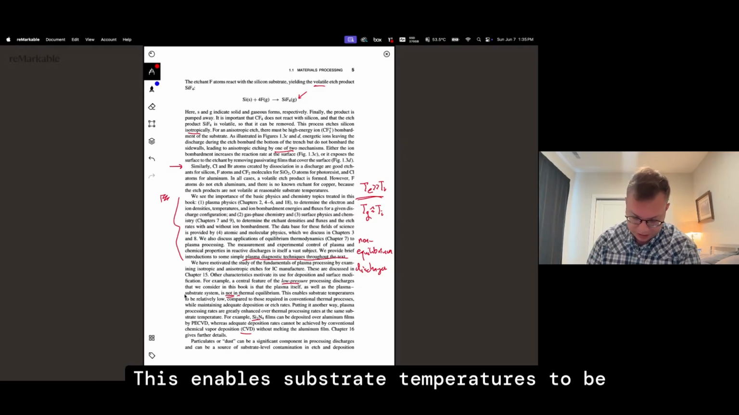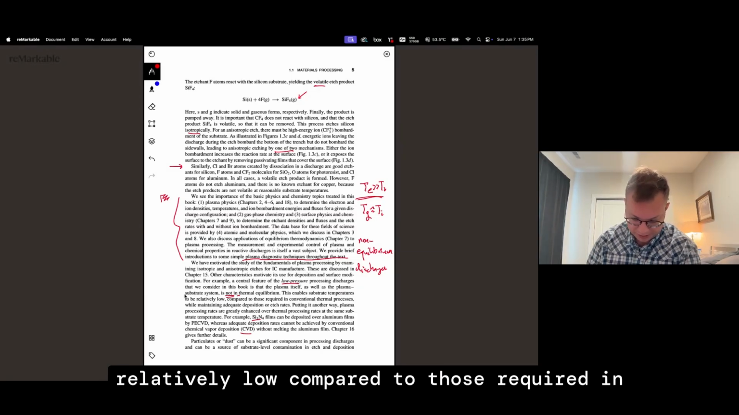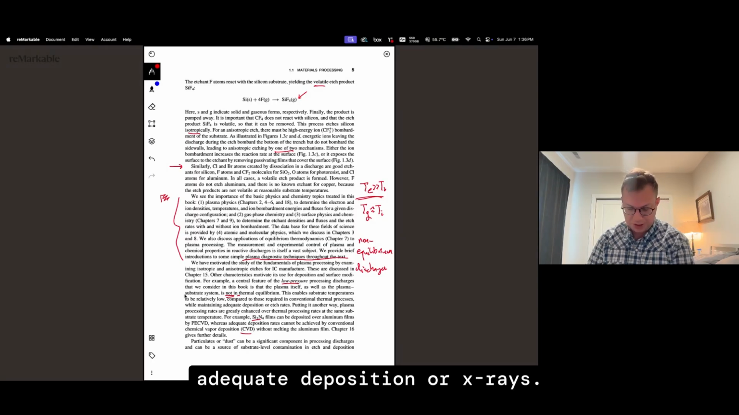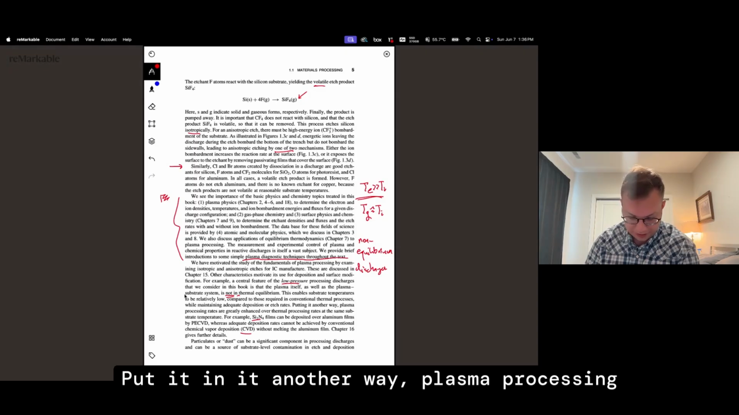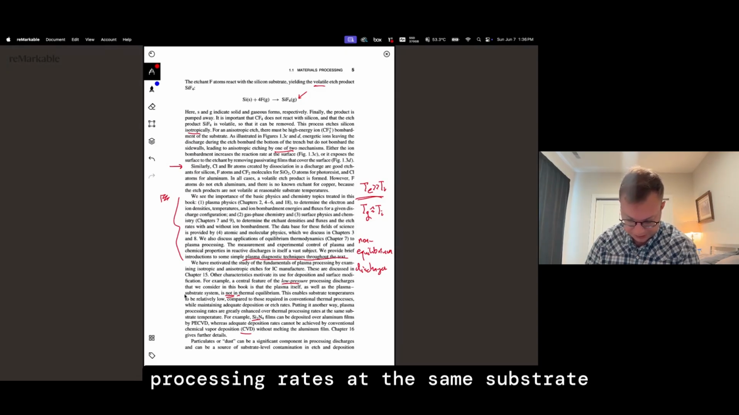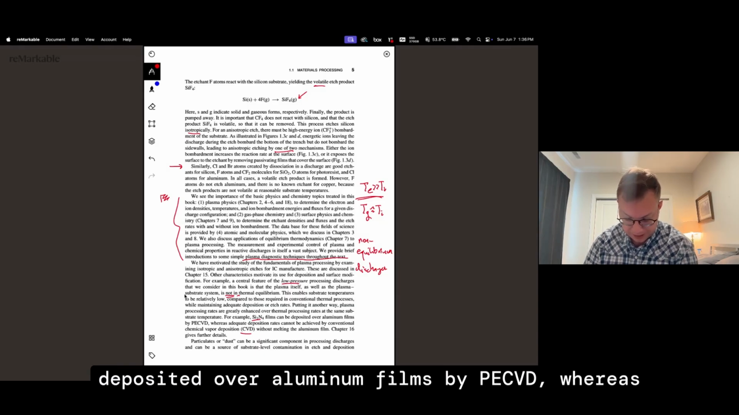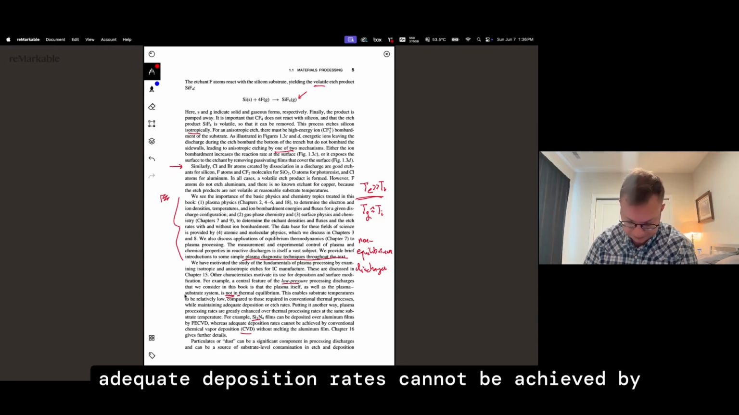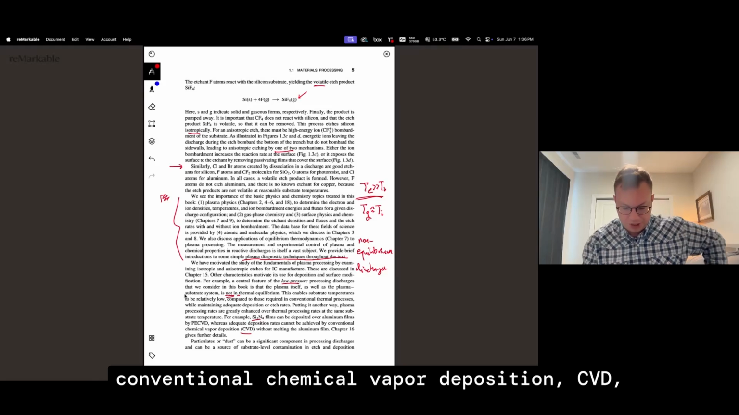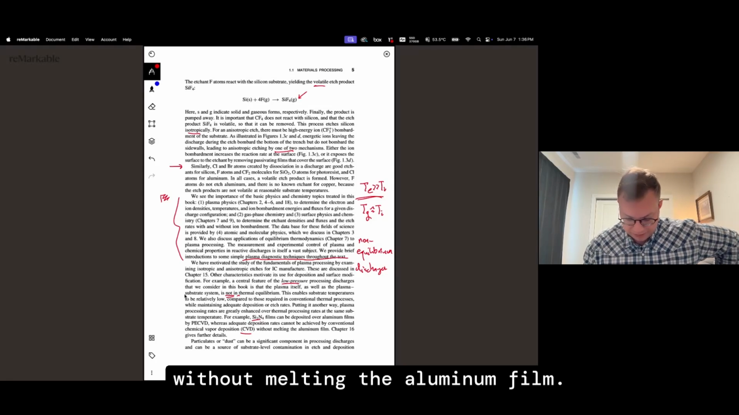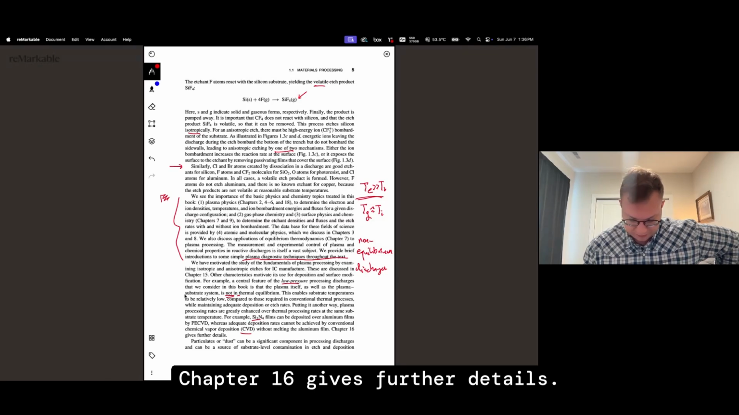This enables substrate temperatures to be relatively low compared to those required in conventional thermal processes while maintaining adequate deposition or etch rates. Putting it another way, plasma processing rates are greatly enhanced over thermal processing rates at the same substrate temperature. For example, silicon nitride films can be deposited over aluminum films by PECVD, whereas adequate deposition rates cannot be achieved by conventional chemical vapor deposition, CVD, without melting the aluminum film. Chapter 16 gives further details.